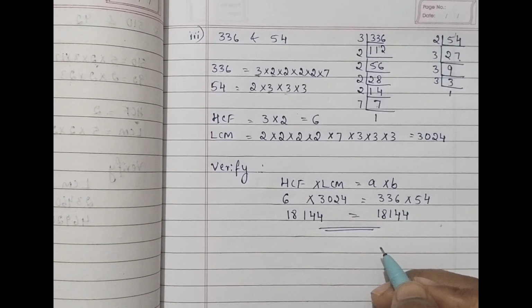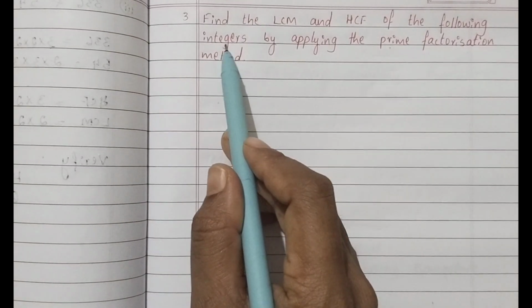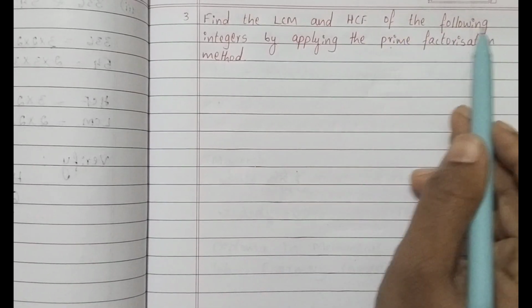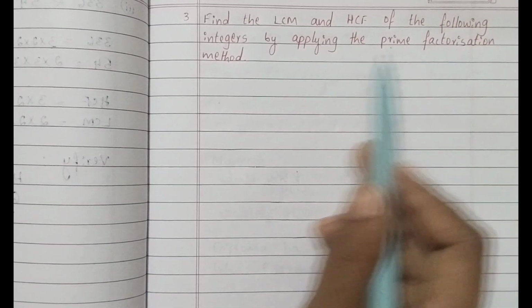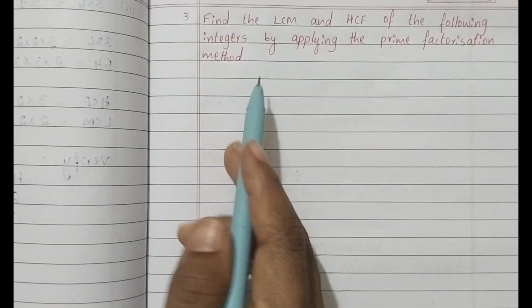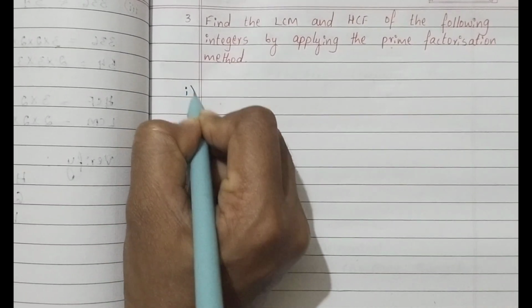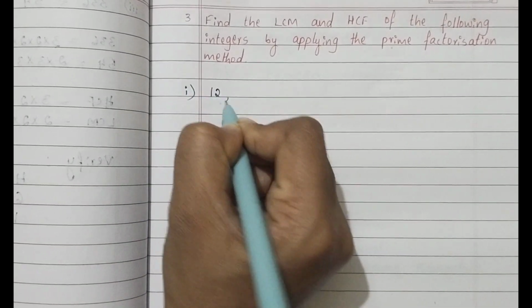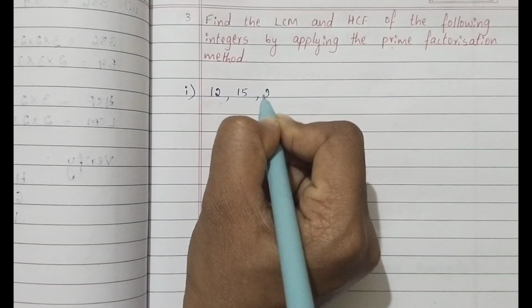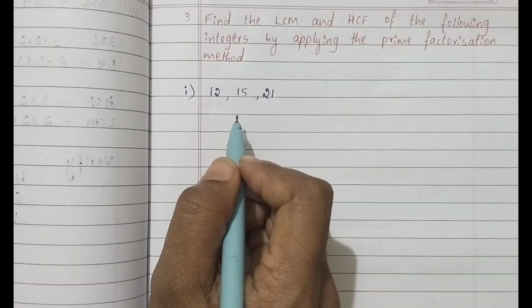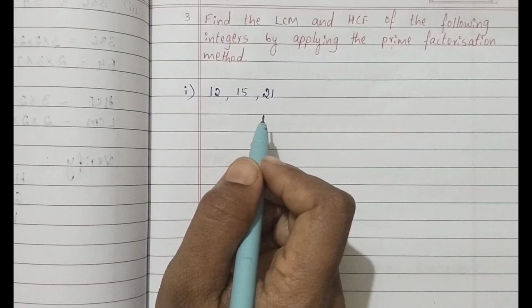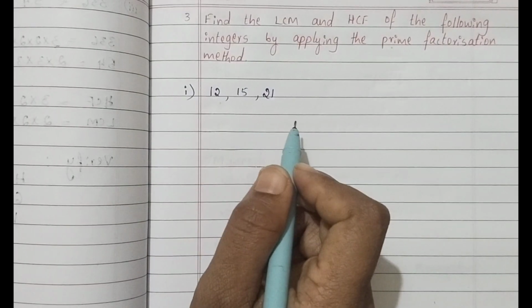So we will move on to the next question, that is, find the LCM and HCF of the following integers by applying the prime factorization method. The numbers are 12, 15 and 21. In these three numbers, we have to find the factors of all three numbers separately. We cannot find the factors directly, so we have to do the prime factorization method.